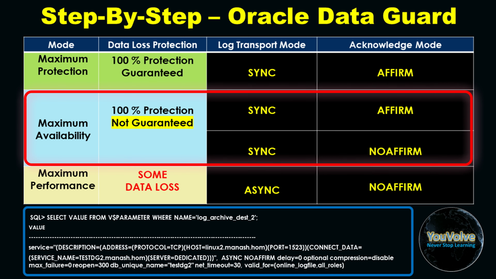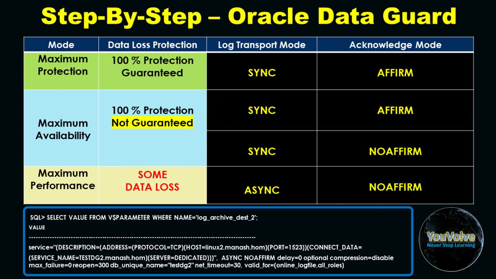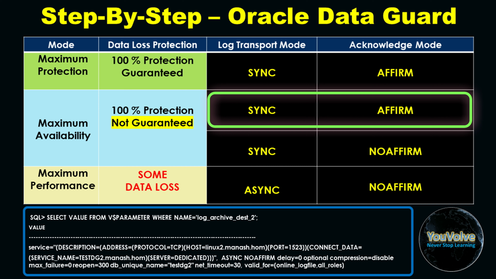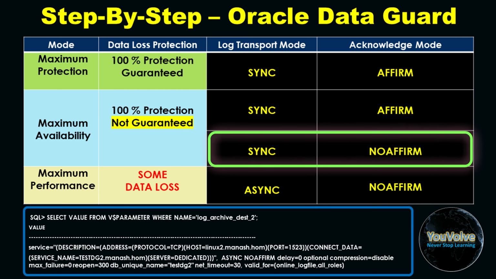In this mode, log transport must be sync, but acknowledgement mode can be affirm or no affirm. With sync and affirm, the changes will be committed in the primary only when it receives the acknowledgement signal from the standby that the redo data has been written to the disk. With sync and no affirm, also called fast sync, the changes will be committed in the primary only when it receives the acknowledgement signal from the standby that the redo data has been received by the standby.